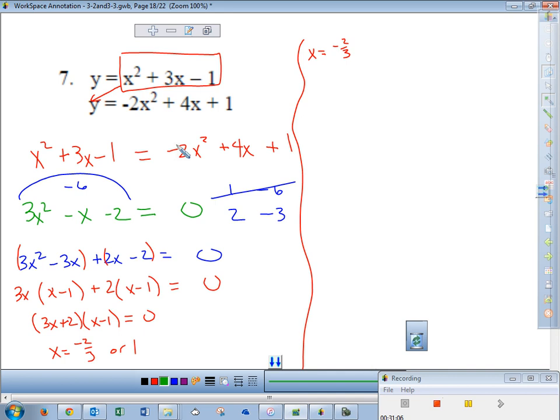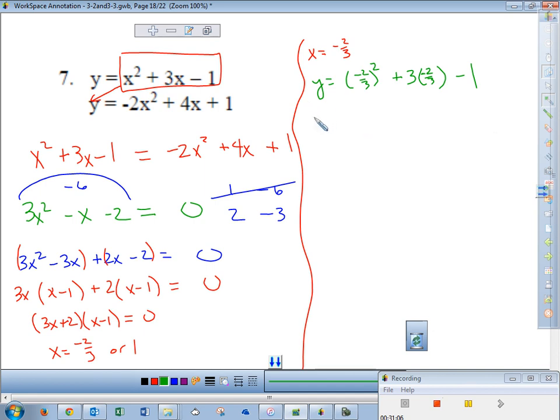Remember, the idea behind this is to not use your calculator. Right? Would you use the top one or the bottom one? Who would be easier to substitute into? Top one. I don't have to deal with that negative 2 in front of it. So top one, y equals negative 2/3 squared plus 3 times negative 2/3 minus 1. All I did was literal substitution into the top equation.